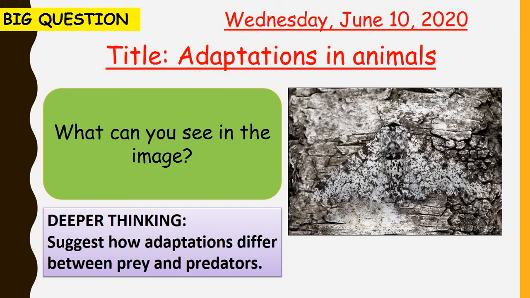So just have a look at this picture here, and I just wanted to see what can you see in the image. Deeper thinking suggests how adaptations differ between prey and predators. So that's a really interesting one. So pause the video and have a little think.